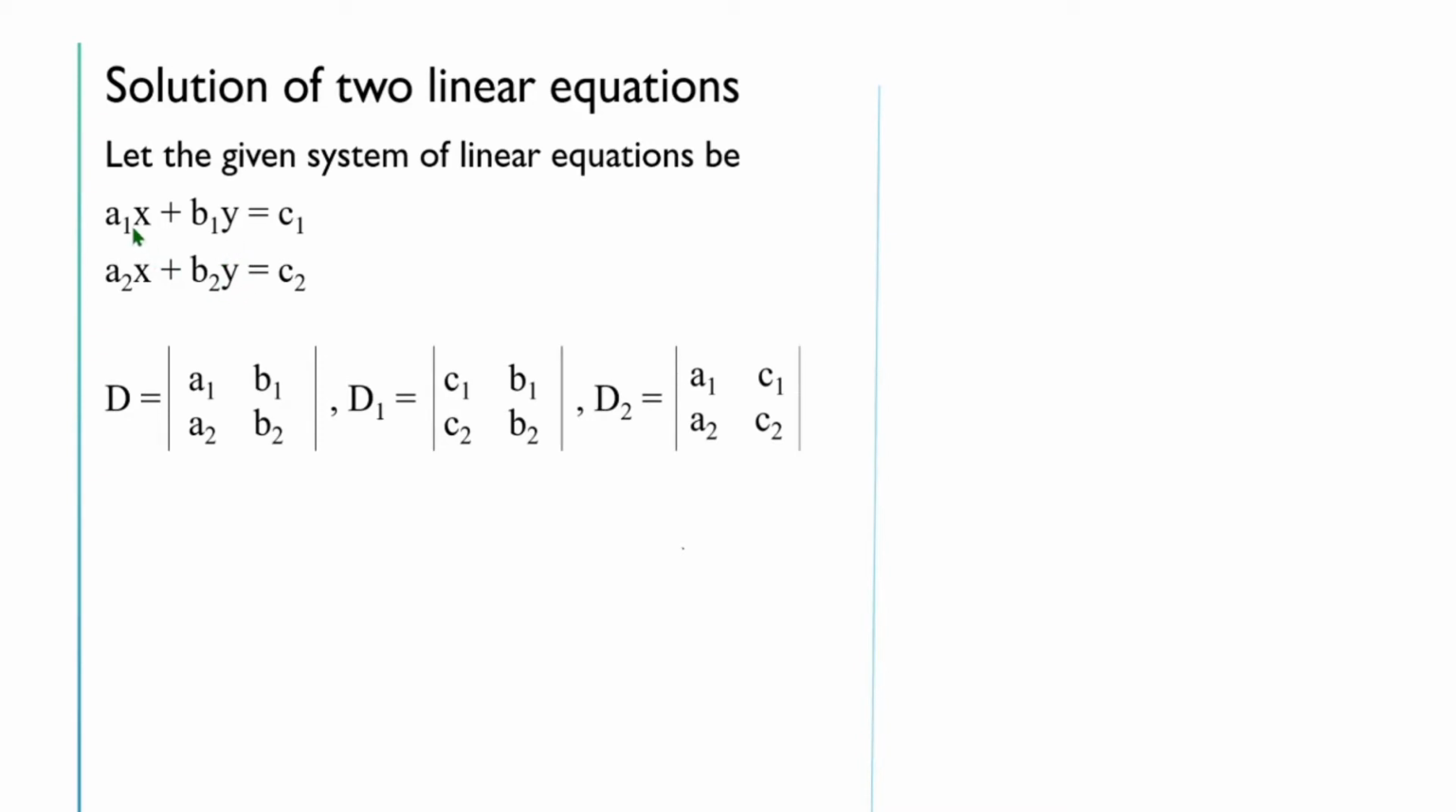Say, for example, let a given system of linear equations be a1x plus b1y is equal to c1 and a2x plus b2y is equal to c2. Now let us take the determinant D, the determinant of the coefficients of x and y. So D is nothing but the determinant of a1, a2, b1, b2.